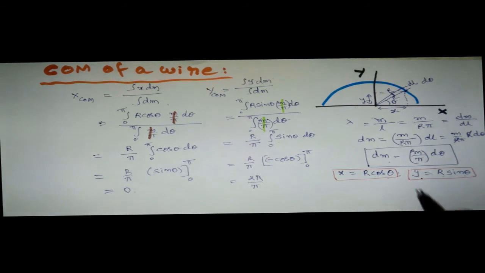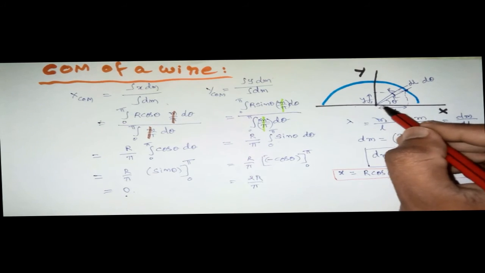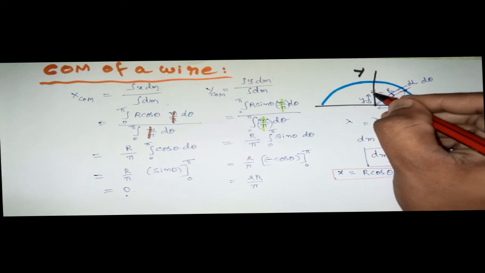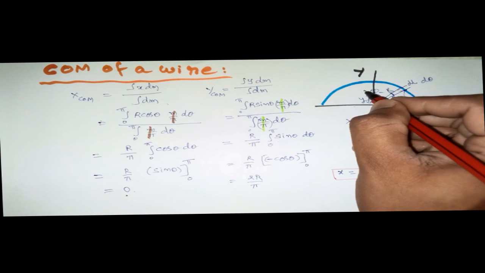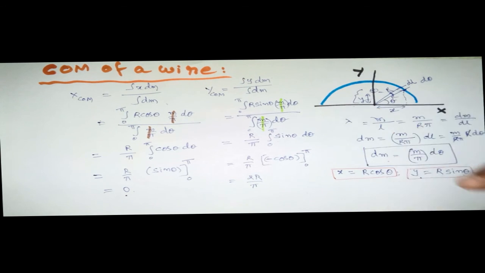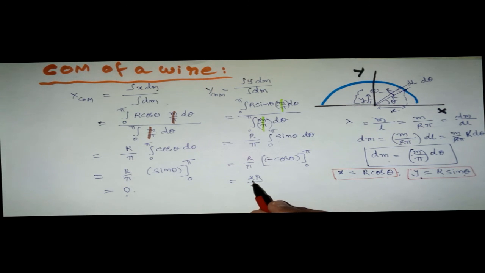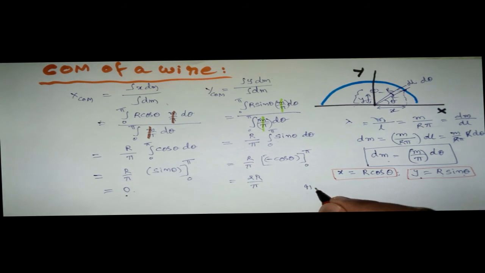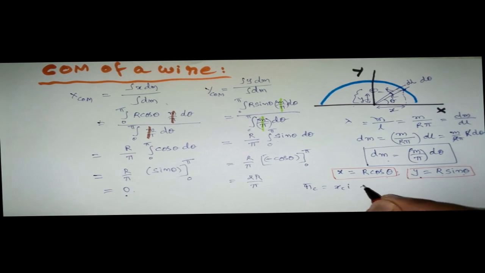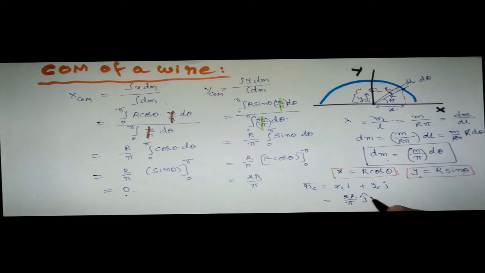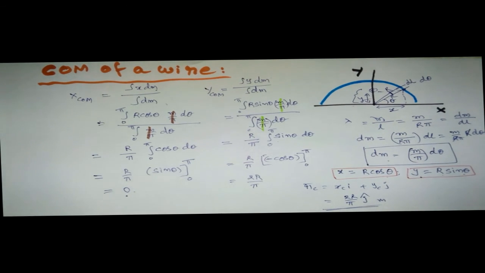So the position of center of mass of this wire has x coordinate 0, and the y coordinate will be at this location approximately. This is called the center of mass. This height is 2r by pi. That is the respective answer. Now the position vector r cm bar is equal to x cm i plus y cm j. x cm is 0. Therefore we can write 2r by pi into j cap. This is the right answer for the solution.